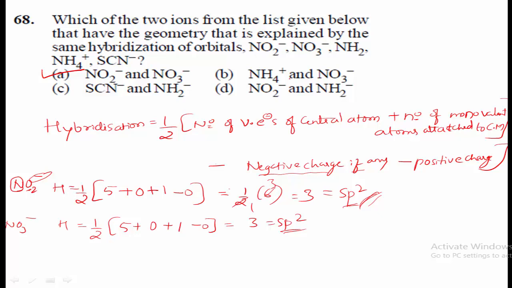Similarly, you can calculate for NH4 plus, NO3, SCN, NH2, NO2 and NH2 minus. Okay, so remember this formula.